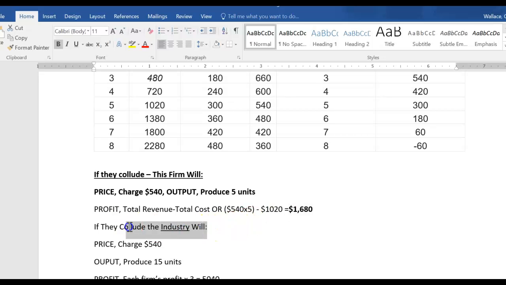Okay, if we look at the situation of the industry, what's going to happen in the industry? Well, the price is the same because they're agreeing on that. Every single one of the firms will charge a fixed price of $540. The output for the industry, however, is not the same as the one firm. It's going to be multiplied times 3. Instead of 5 units, it's going to be 15 units, and the profit is going to be very similar. You're going to take each firm's profit of 1680 and you're going to multiply it times 3, right? In that case, the industry profit will be $5,040.